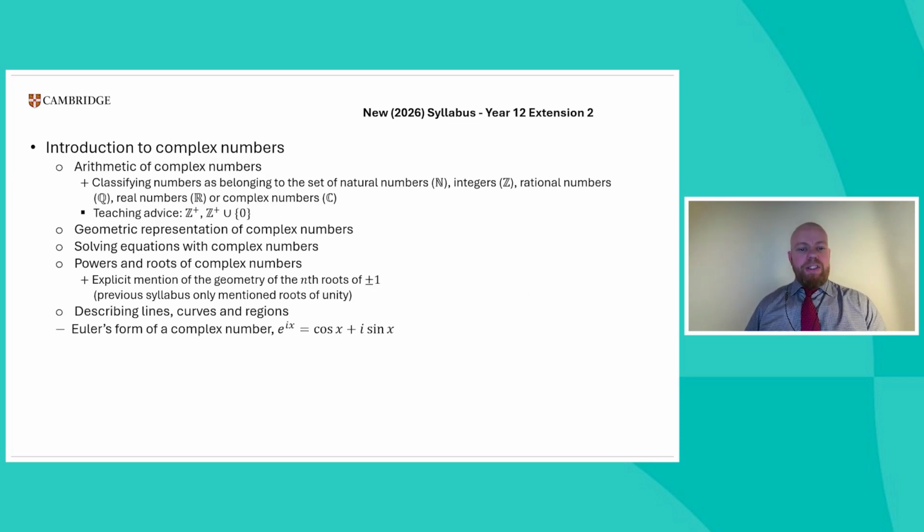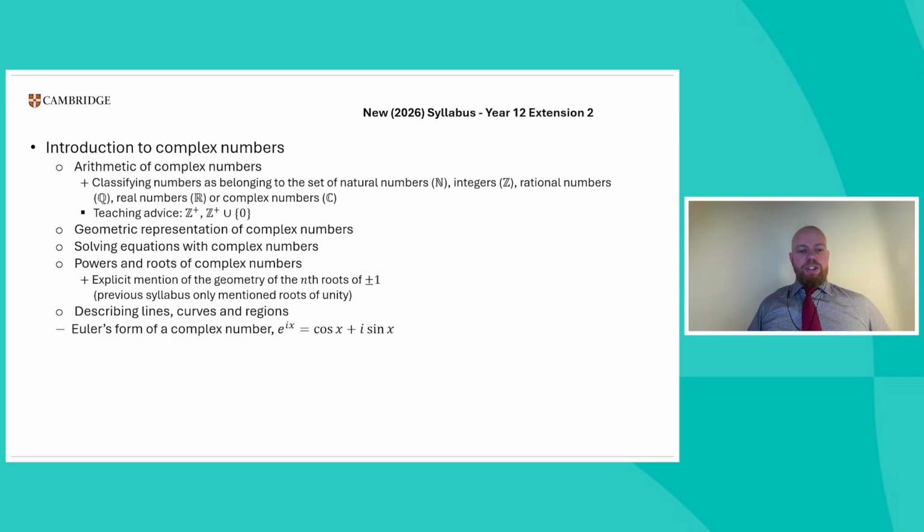So under complex numbers, classifying numbers into their sets, natural, integers, rationals, reals, complex. That's now specifically in the syllabus. The teaching advice basically suggests not to go near the ambiguity regarding the inclusion of 0 in the natural numbers. But in the teaching advice, they've used Z plus and Z plus with the union of 0 as a way to kind of avoid that ambiguity there.